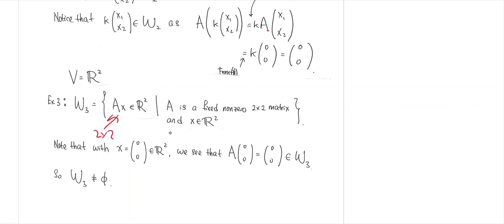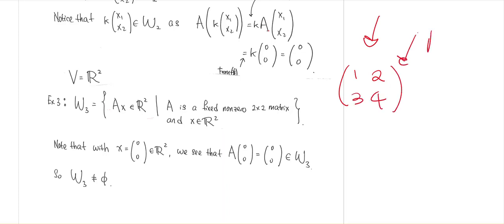So what do the elements in W3 look like? Apparently A is fixed and non-zero. Just for your understanding, we're not saying this, but we can think of it as if A is a fixed matrix. Let's pick our favorite matrix, 1, 2, 3, and 4. So A is like this, it's fixed.